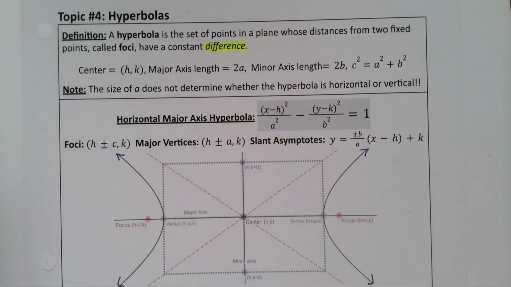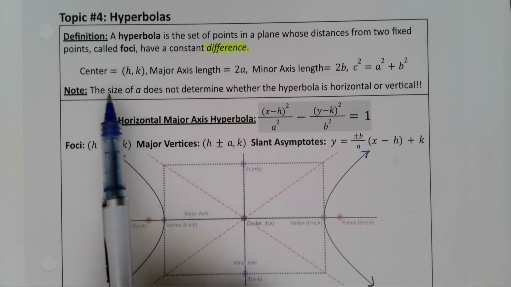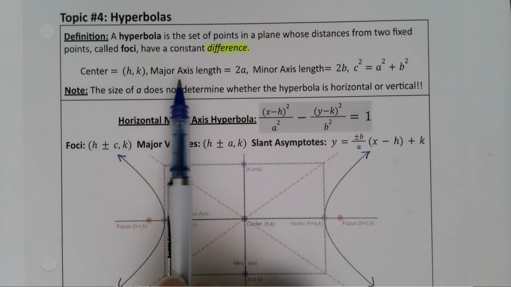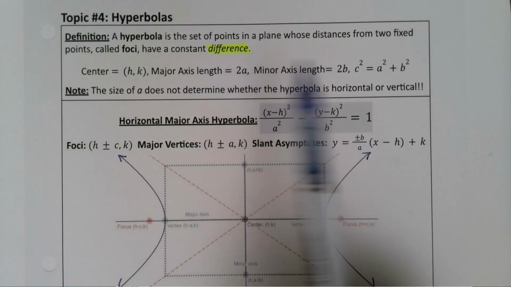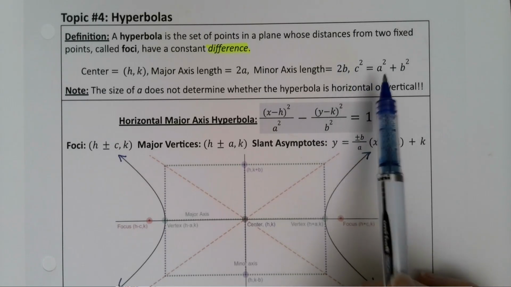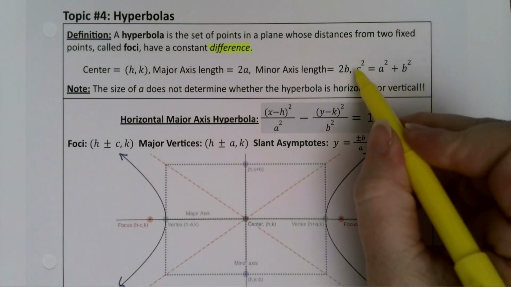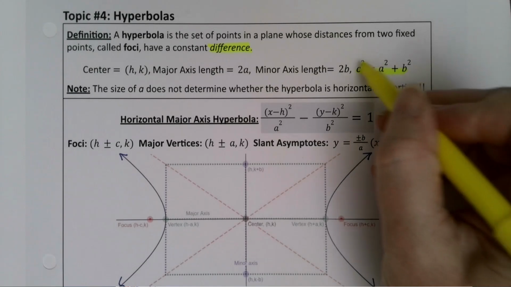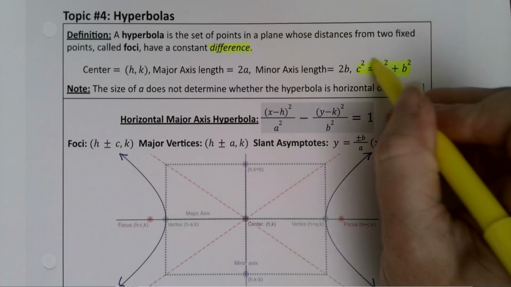Now there's two types. For all of these hyperbolas, the center is (h, k), the major axis length is 2a, the minor axis length is 2b, and c squared is a squared plus b squared. Because this is not an ellipse, it has different formulas. They're related, but they're not the same.